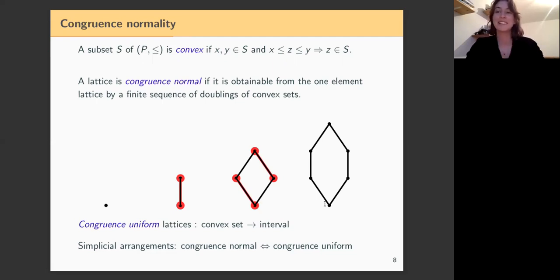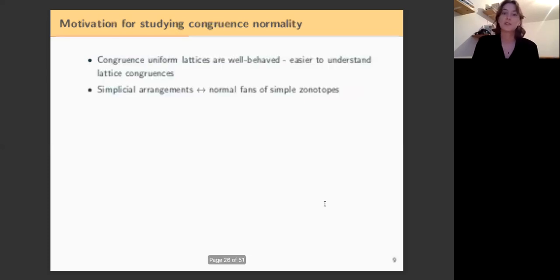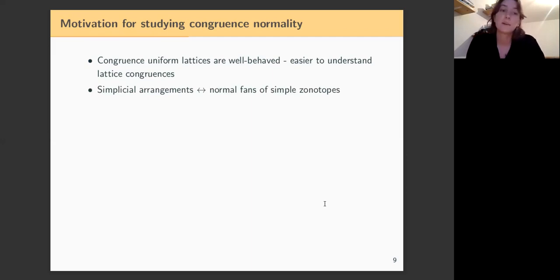Okay, hopefully my internet will hold out. All right, so I wanted to give a little bit more motivation for studying this property. And that's because when a poset of regions has congruence uniformity or normality, it means that it's well behaved in a certain sense. And that sense is that it's easier to understand its lattice congruences. And the reason that you would care about that is that when you start to talk about congruences on posets of regions, you start to hit really beloved subjects in combinatorics like the permutahedron and the associahedron. And the reason for that is that a simplicial arrangement is the normal fan of a simple zonotope.